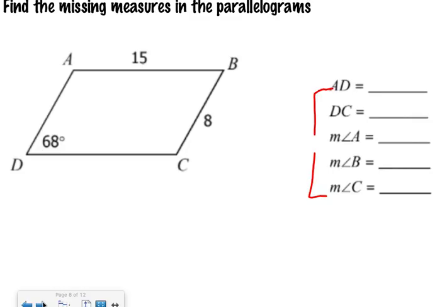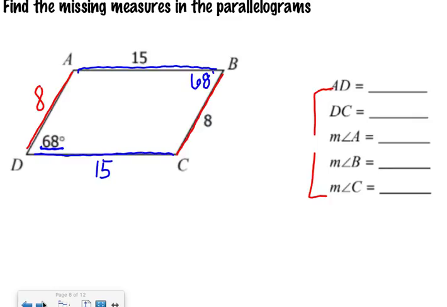So let's just start with the obvious things. I know that opposite sides are congruent, so I know that this guy is also 15, which would make AD the same as BC, so this is 8. So I got my sides taken care of. And then remember our angles, opposite angles are congruent. So if this guy right here, angle D, is 68, well then I know angle B is also 68.